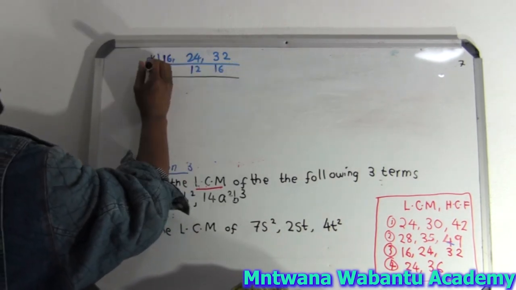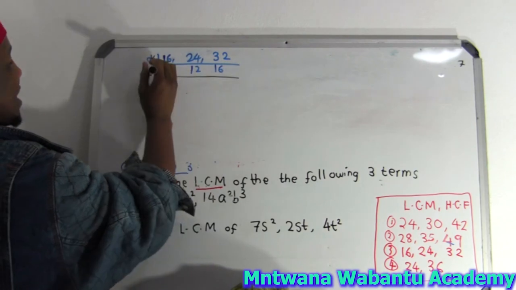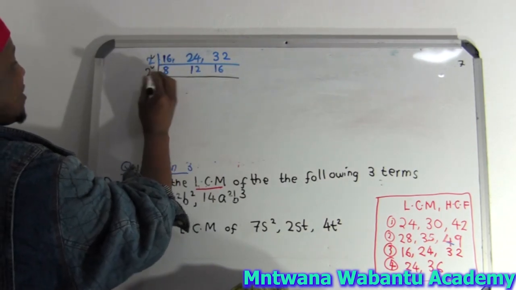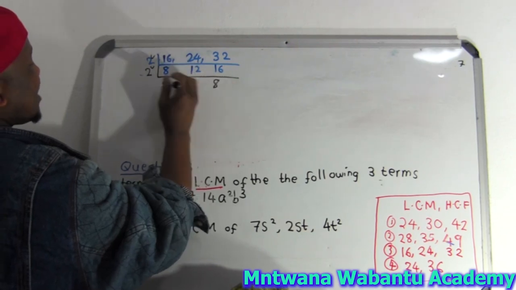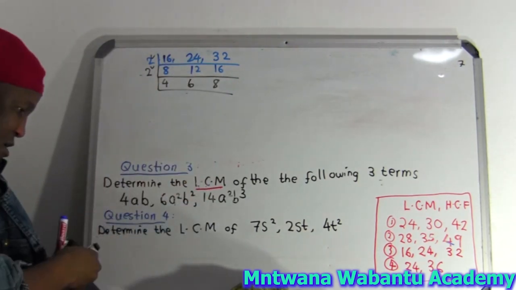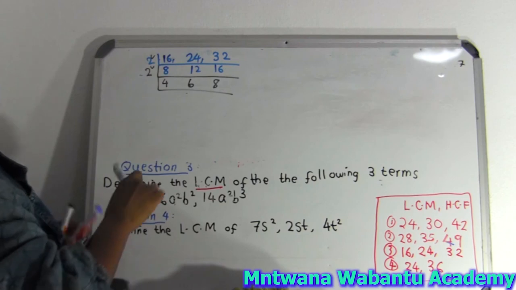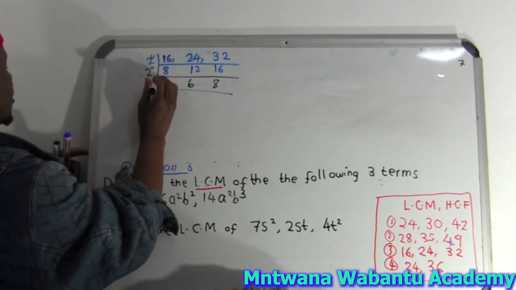Okay, now we go. 2 again. 2 is going to go for all of them again, so we tick. Because 8 divided by 2 equals 4, 12 divided by 2 equals 6, 16 divided by 2 equals 8. Okay, now even here also it is going to work for all of them.